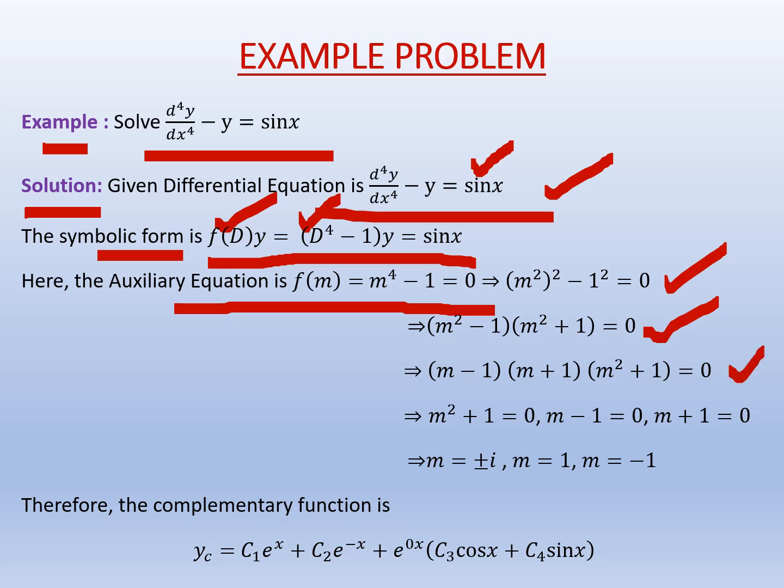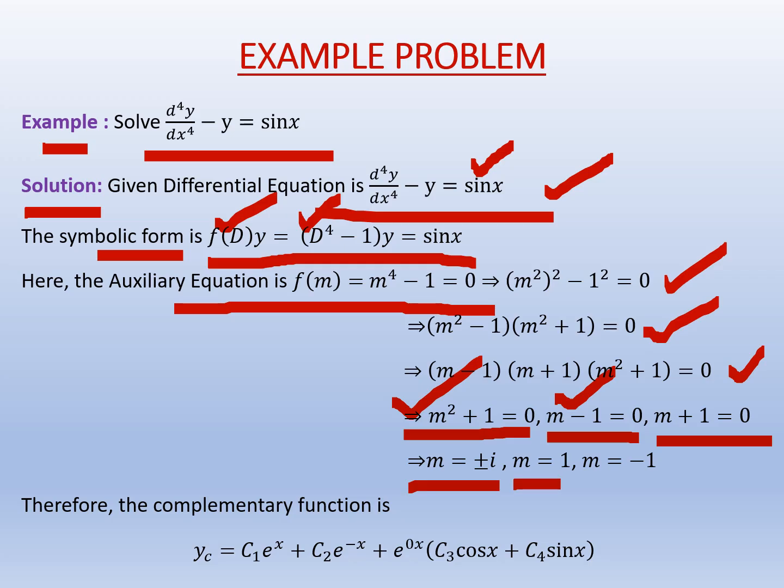Thus we have (m − 1)(m + 1)(m² + 1) = 0, which implies m² + 1 = 0, m − 1 = 0, and m + 1 = 0. The equation m² + 1 = 0 gives the value of m like this: m = ±i. Next, the equation m − 1 = 0 gives m = 1.